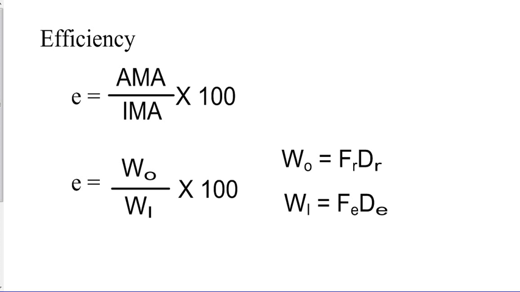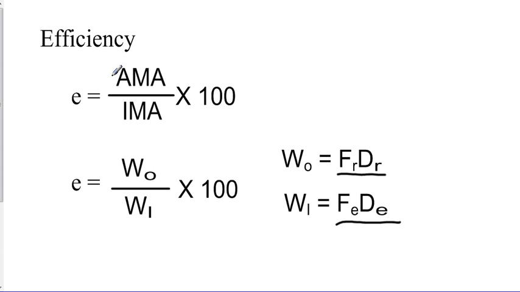There are two equations that you want to be familiar with. In fact, though, these two equations are the same. So we can think of efficiency as AMA over IMA times 100, or as the work output divided by the work input times 100, where the work output is your FR dR. This is the force and distance of the resistance. And your work input is your FE dE. This is the force and distance of the effort. So they go together.